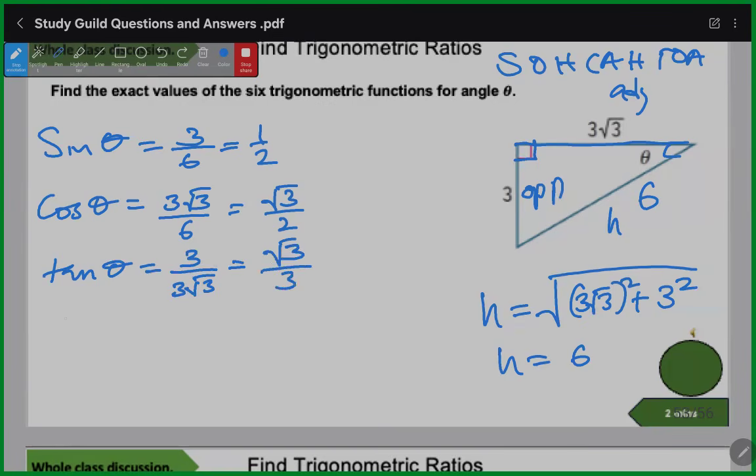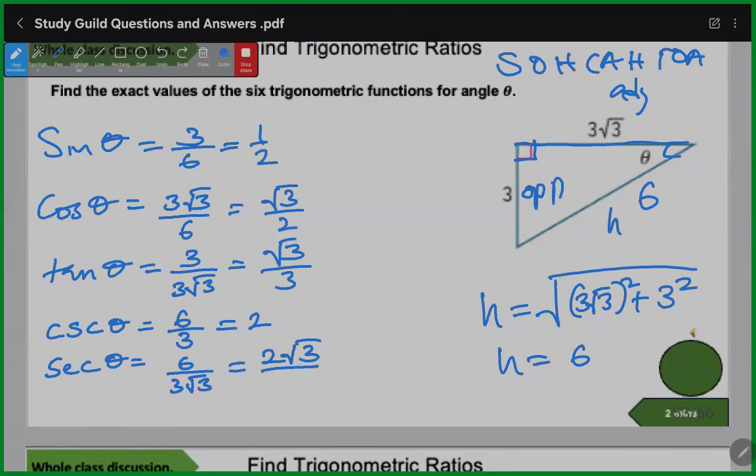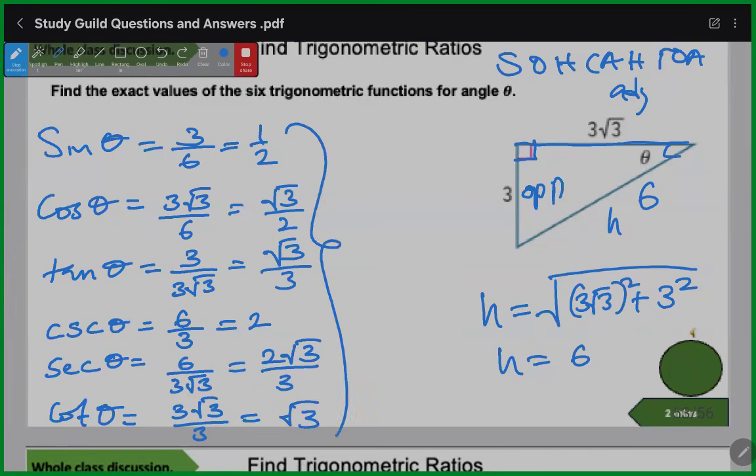And you have cosecant theta. Cosecant theta, of course, is going to be 6 over 3, which is 2. Then we have sec theta. Sec theta will give you 6 over 3 square root of 3, and this will give you 2 square root of 3 over 3. Then cot theta, which will give you 3 square root of 3 over 3, and definitely, this is going to give you square root of 3. So these are the 6 trigonometry ratios.